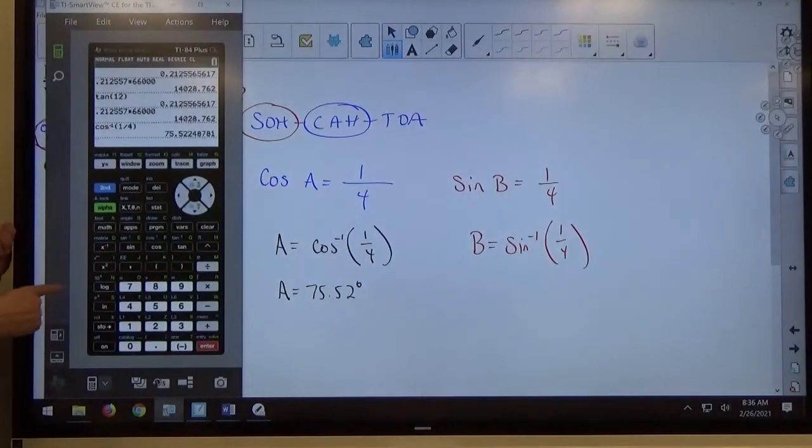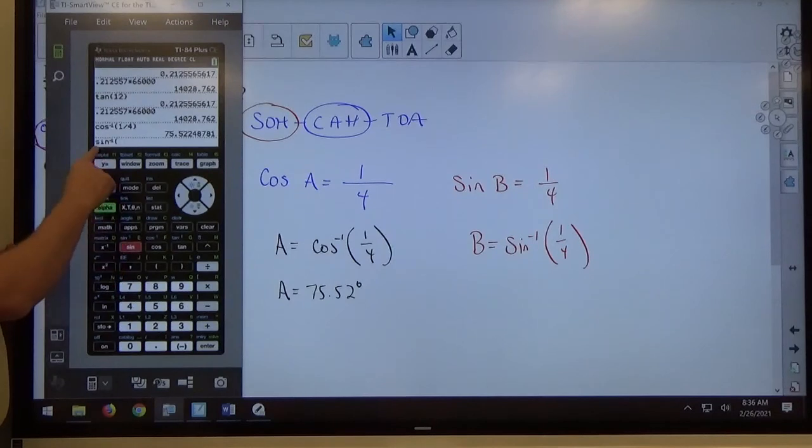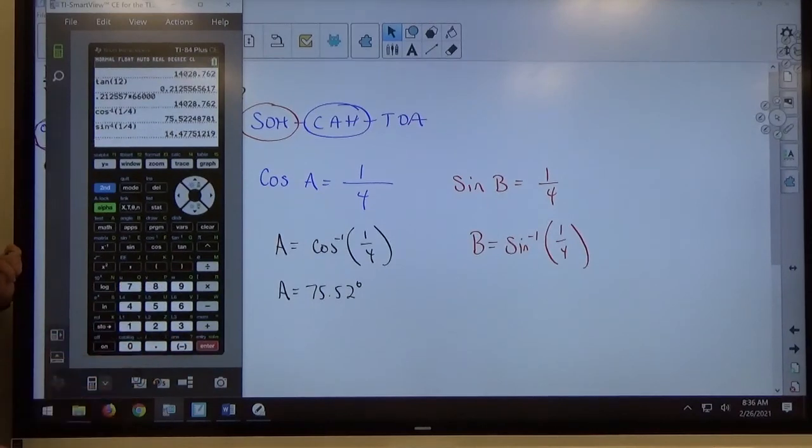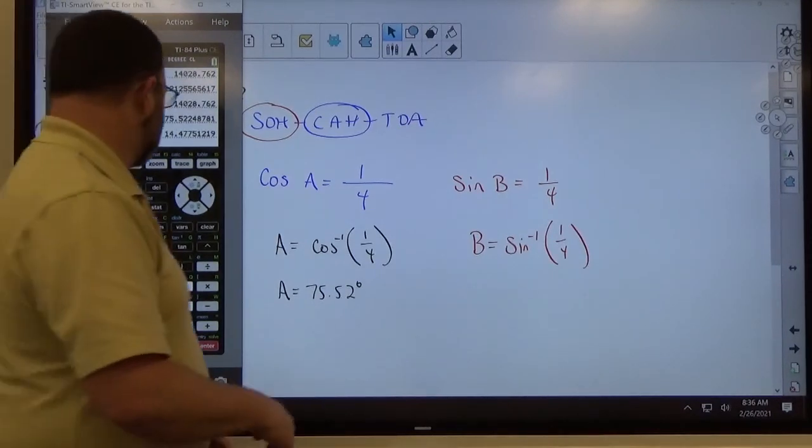And be careful with your calculator. There's a -1 power button here. That's not the same thing as an inverse sine. So make sure you actually have sine -1 parentheses. Make sure your calculator looks like that. Type in 1/4 in parentheses equals, and it comes out to 14.47 or 48 degrees.